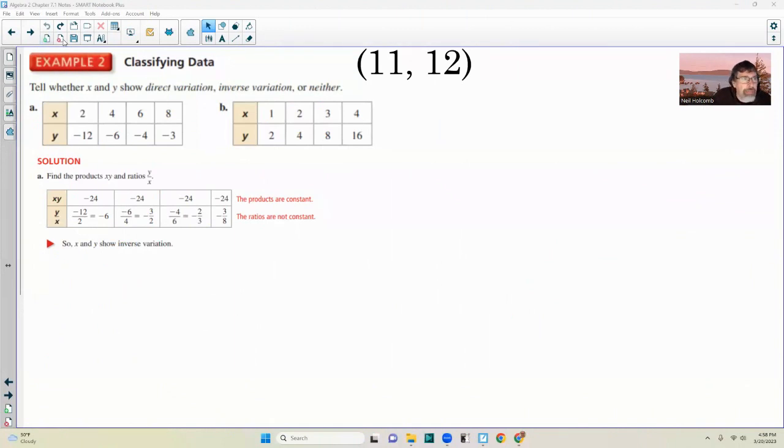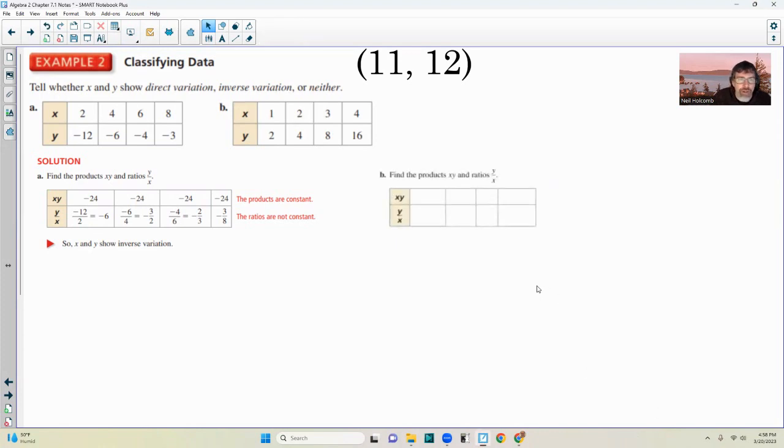So now let's take a look at B. We have a table, x is 1, 2, 3, 4, which is adding 1 every time. So that's not a constant multiple. 1 times 2 is 2, but 2 times 2 isn't 3, it's 4. So y is 2, 4, 8, 16: 2 squared is 4, 4 squared is 8, 8 squared is 16.